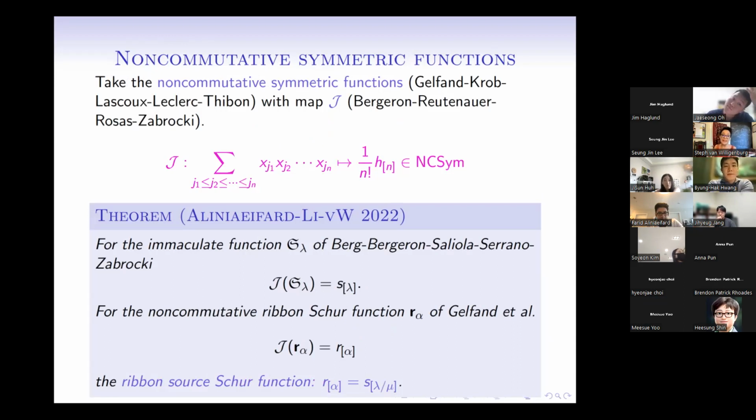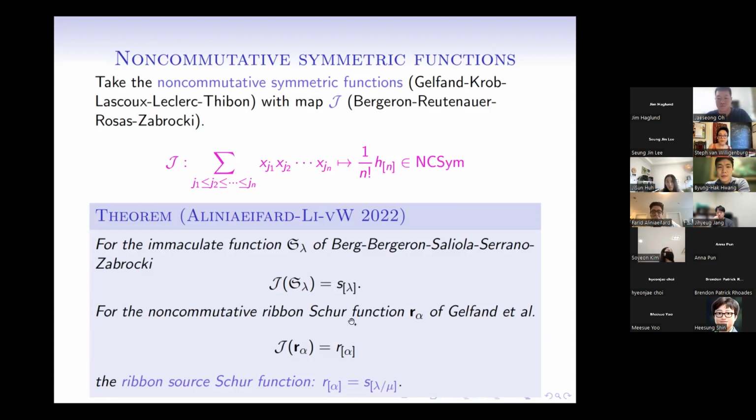And then in my last couple of minutes, I'm going to take you briefly into another algebra, that of non-commutative symmetric functions of Gelfand, Krob, Lascoux, Leclerc, and Thibon. And it's exactly what you would think it would be. You've just got a bunch of variables that don't commute. You make some monomials, you're good to go.